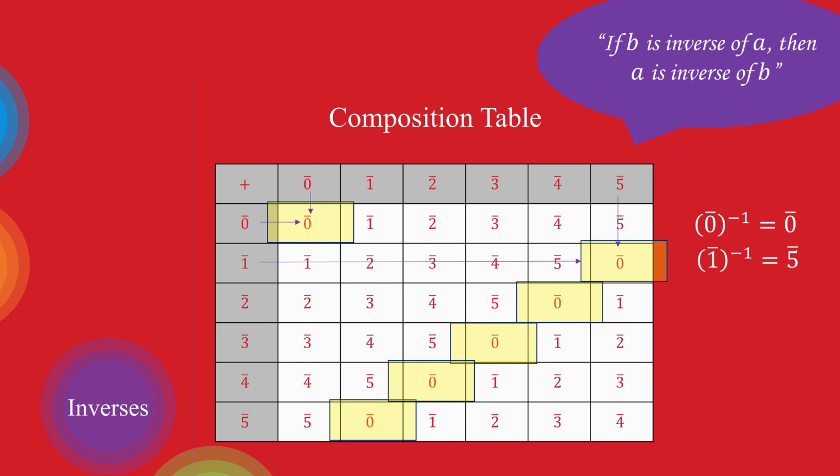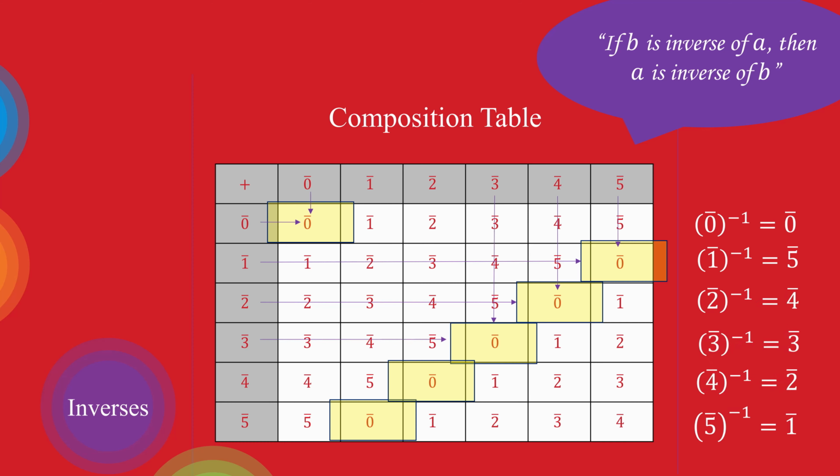And there is a property in group theory which says that if B is inverse of A, then A is inverse of B. So since 5 is inverse of 1, I can say that 1 is inverse of 5. Then we have 2 plus 4 is 0, that means 4 is the inverse of 2, and by the property 2 is the inverse of 4. And lastly we have 3 plus 3 is 0, so we can say that 3 is inverse of itself.